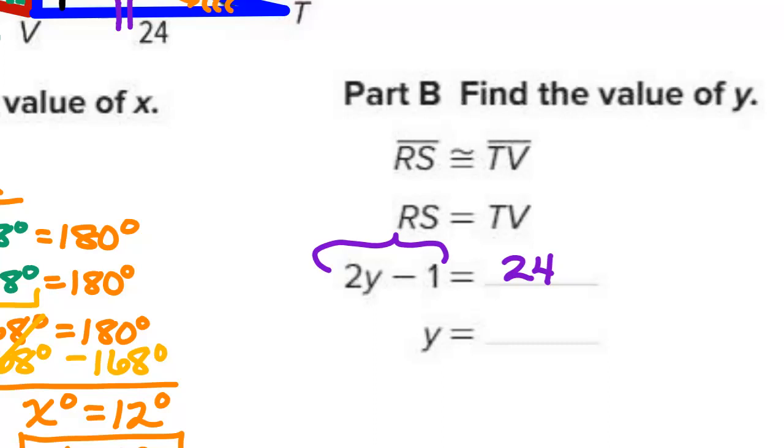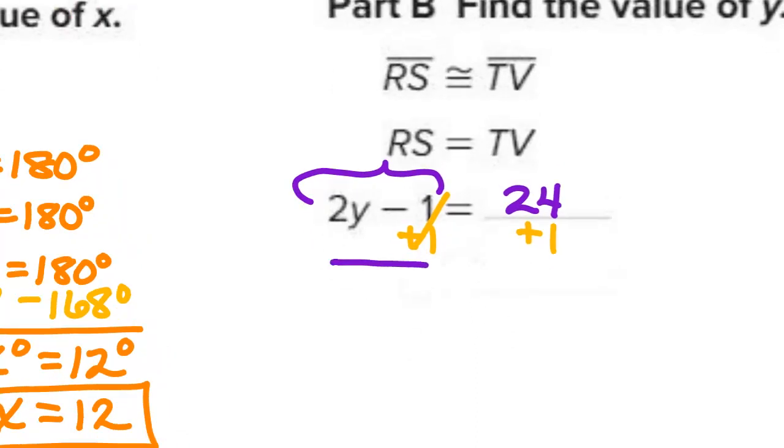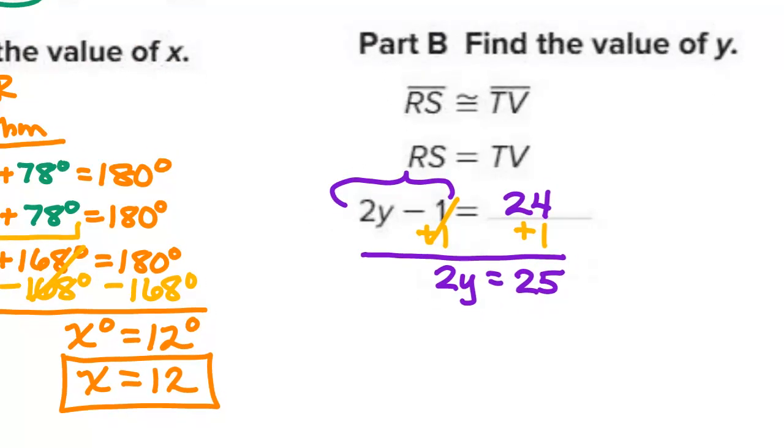What do I need to do to this yet to find Y? Add 1 to both sides. So let's go ahead and do that. What is 24 plus 1? 25. So 2y equals 25. And then divide both sides by 2.